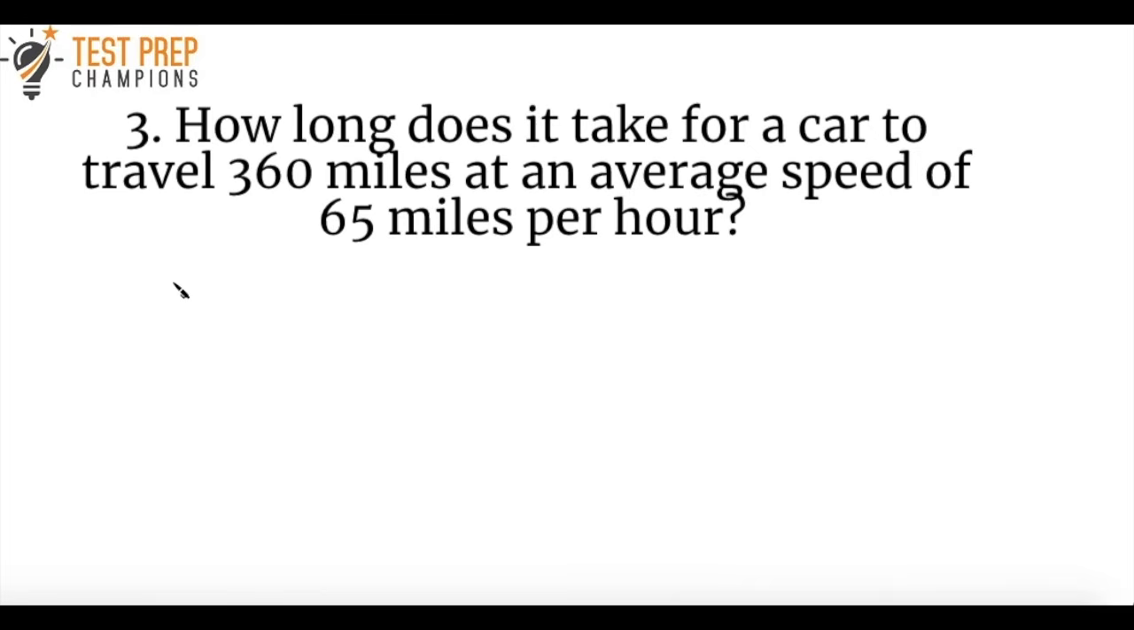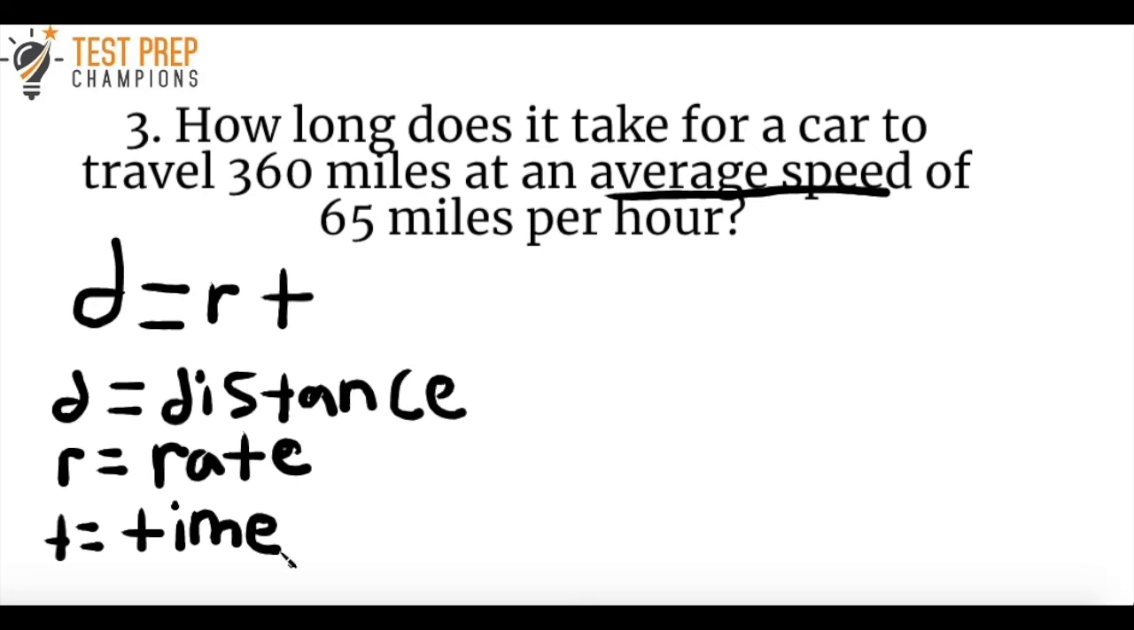Okay, question 3. How long does it take for a car to travel 360 miles at an average speed of 65 miles per hour? Pause the video and try this out for yourself, and then we'll go over how to do it. So the key to question 3 is to use this formula here, the distance formula. D equals RT. And in the formula, D stands for distance, R stands for rate, and T stands for time here. So D equals R times T. Distance equals rate times time. And so let's plug in some values here.